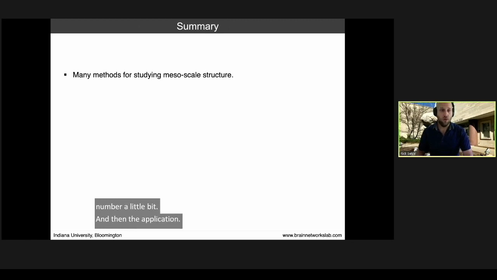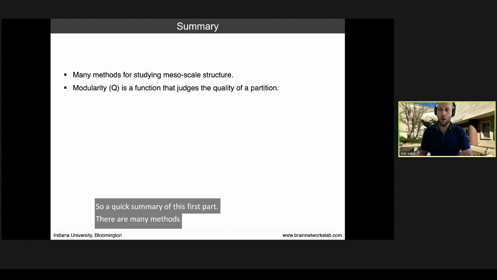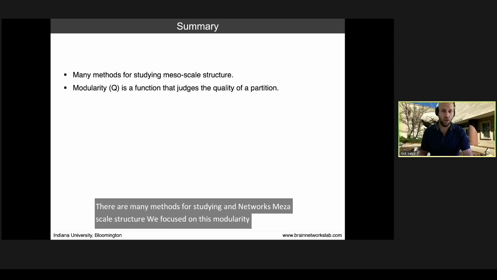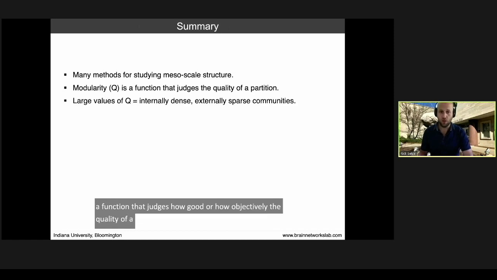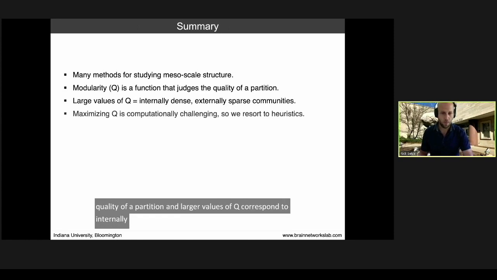So a quick summary of this first part. There are many methods for studying a network's mesoscale structure. We focused on this modularity function Q. It's a function that judges the quality of a partition. And larger values of Q correspond to internally dense and externally sparse communities. Now, maximizing Q directly is computationally challenging, so we'll never get the best solution. So we resort to heuristics like the Louvain algorithm.